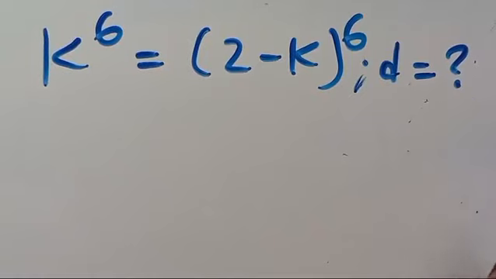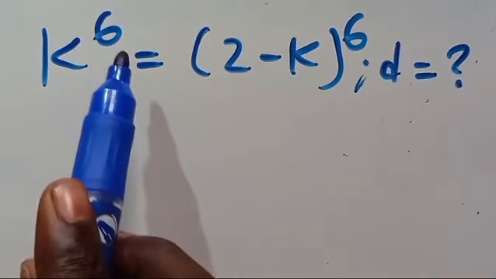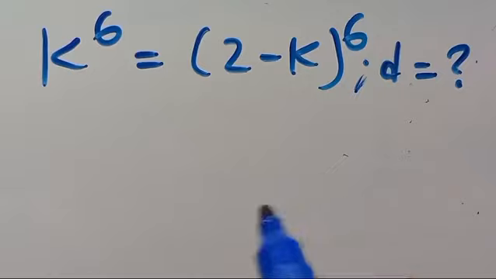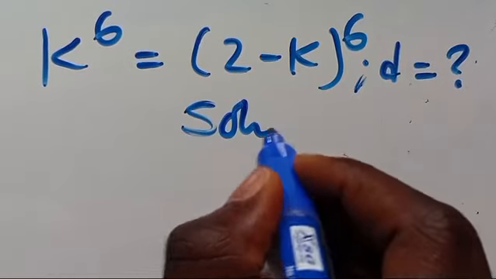Find the value of k, given that k to the power of 6 equals (2 minus k) to the power of 6. Then let's have the solution from here.